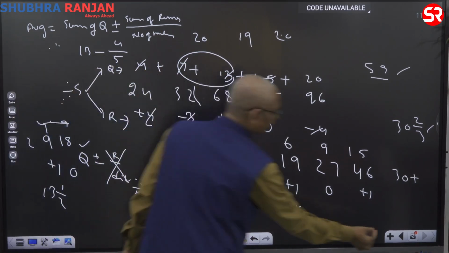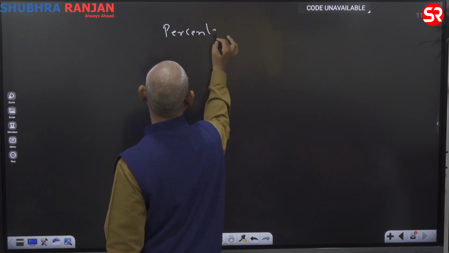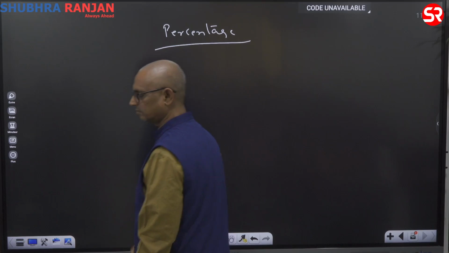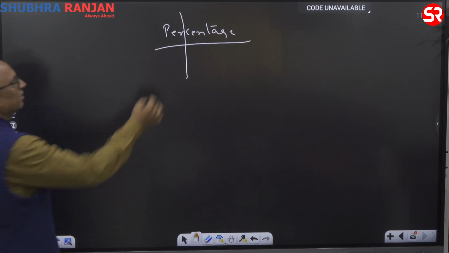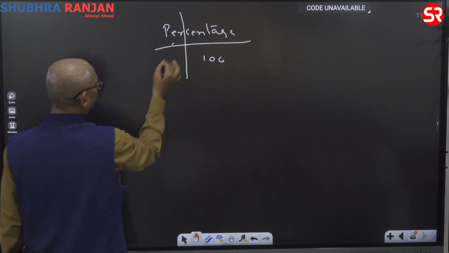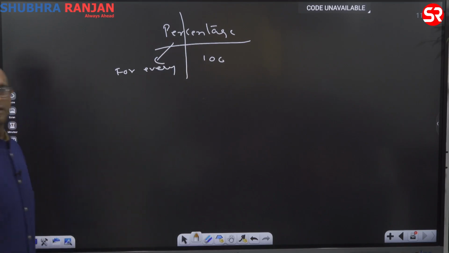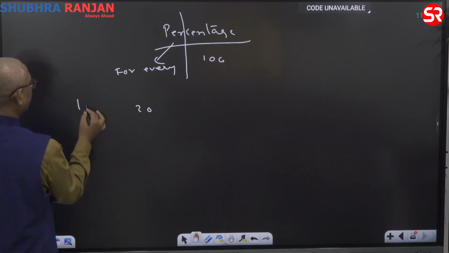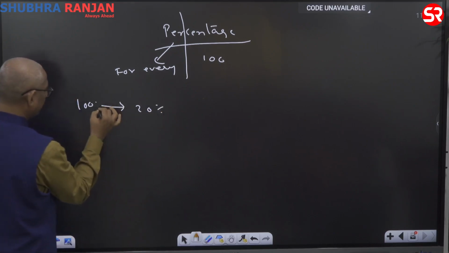Now tell me, what exactly is the meaning of percentage? Century means 100. Per, for every. Cent means 100. Percentage means you have to calculate for every 100. If you got marks 20 per 100, that means you got 20% for 100%.